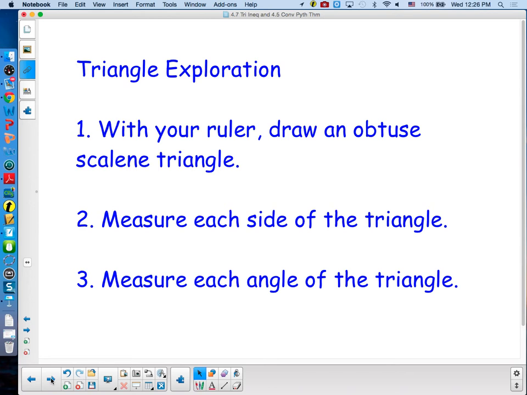Now, do the sides have to add up to a certain amount? No, the sides do not, but the angles do.